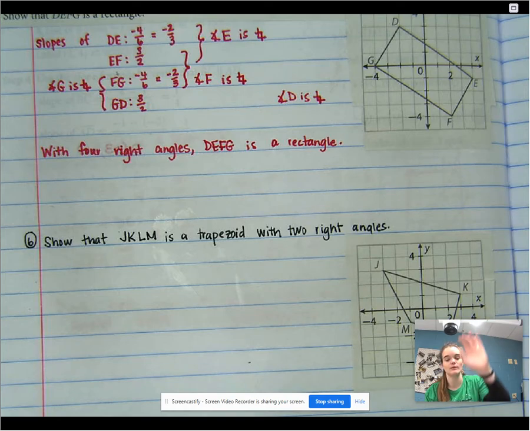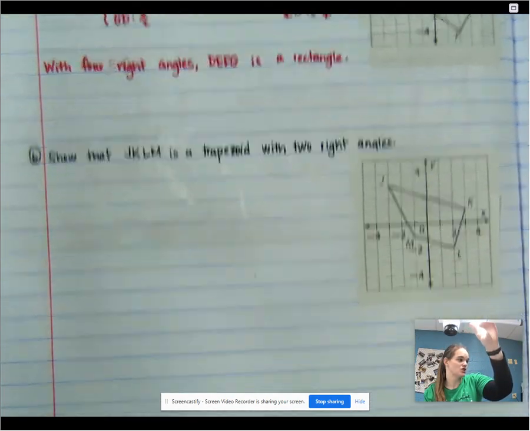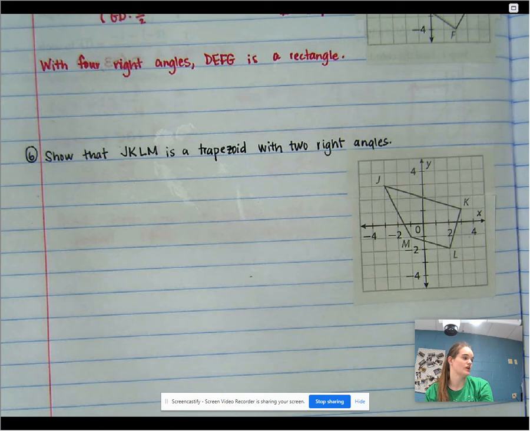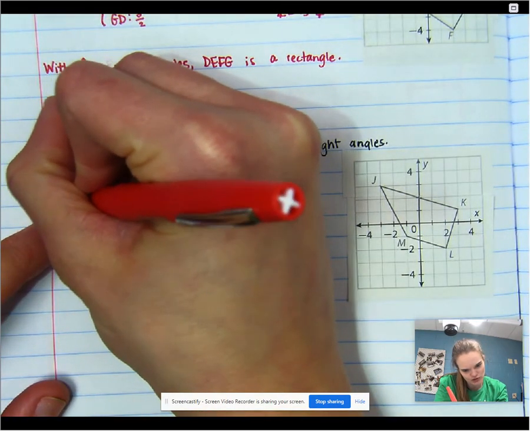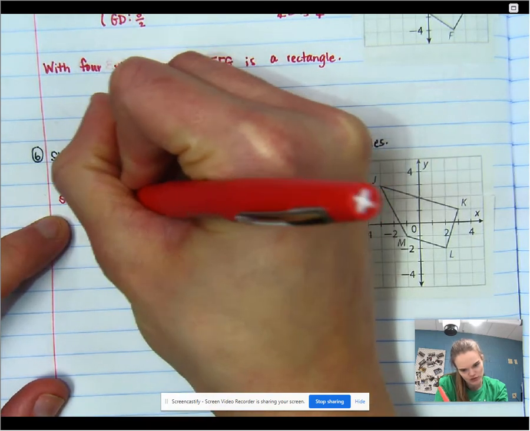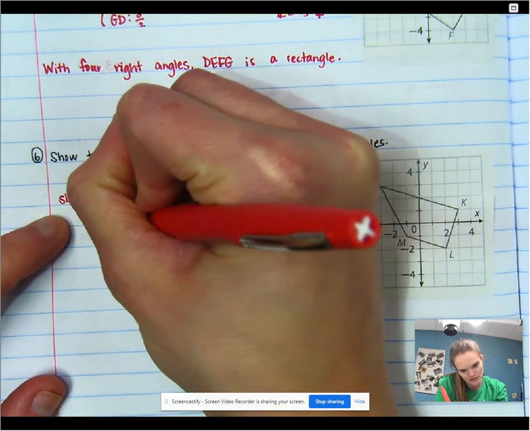Okay, let's think about what we need to find. Looking at the picture, we need to determine which ones we think are parallel to prove it's a trapezoid first. And from what I see, it looks like JK and ML are probably parallel. So let's find the slopes of those two first. Slopes of JK and ML.